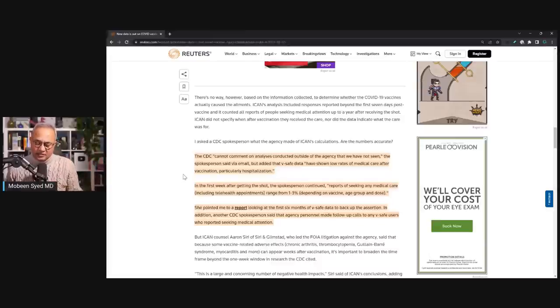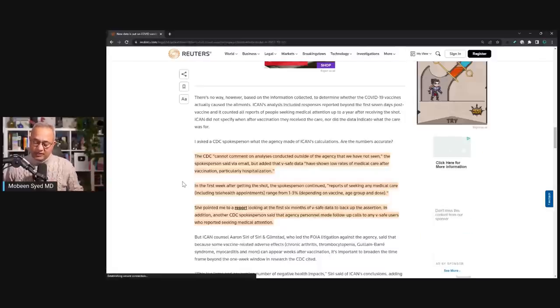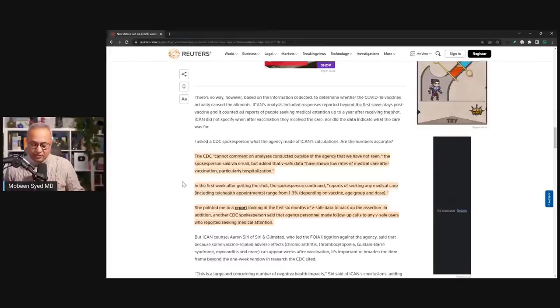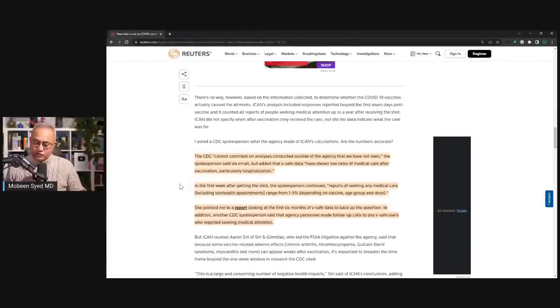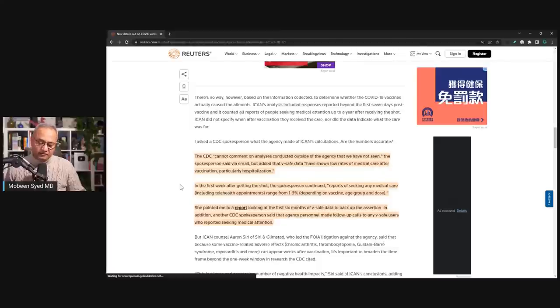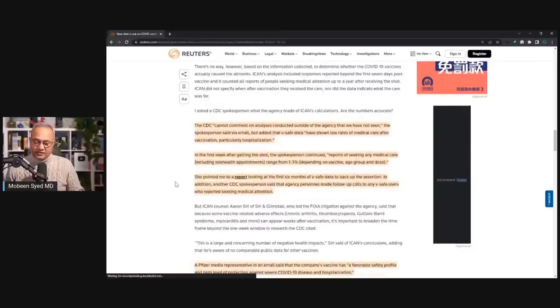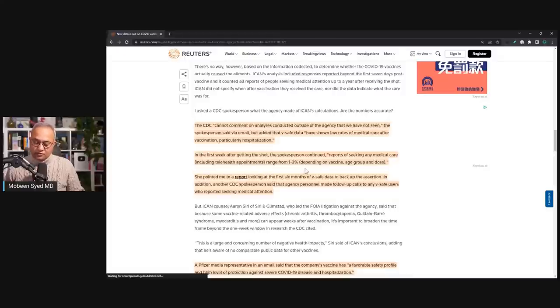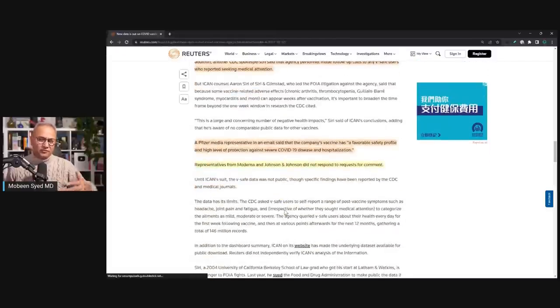So look at the CDC. The CDC cannot comment on analysis conducted outside of the agency that we have not seen, the spokesperson said via email, but added that V-safe data have shown low rates of medical care after vaccination, particularly hospitalization. In the first week after getting the shot, the spokesperson continued, reports of seeking any medical care, including telehealth appointments, range from 1% to 3%. And you can actually see that all of this is just not a very thorough, sincere, authentic engagement.